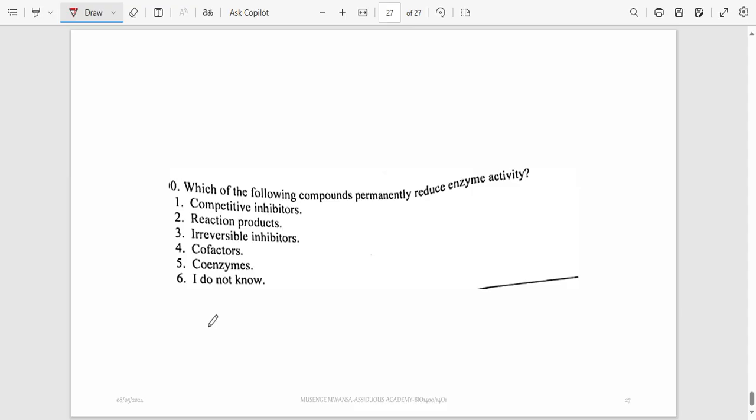Okay, now next one. Which of the following compounds permanently reduces enzyme activity? Remember, permanently. Competitive inhibitor, reaction products, irreversible inhibitor, cofactor, coenzyme. Which one would you pick? It's just direct. It's irreversible inhibitor. Okay, so it's option three.